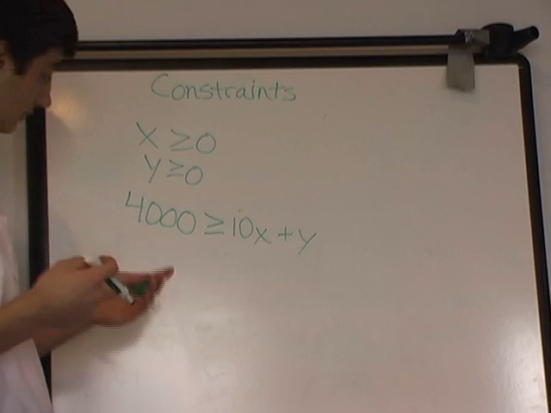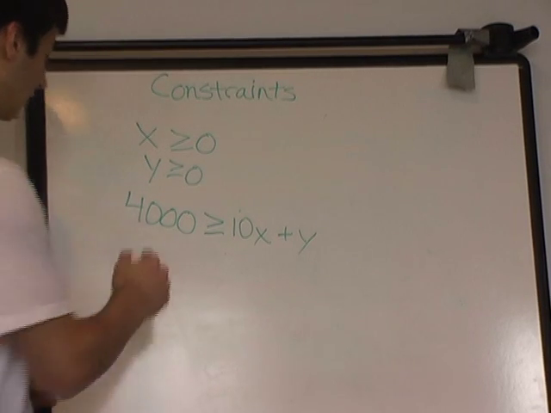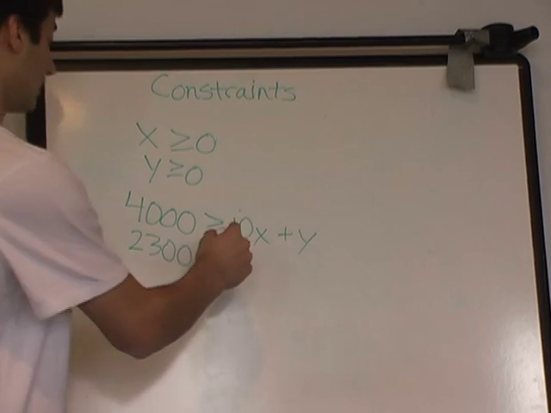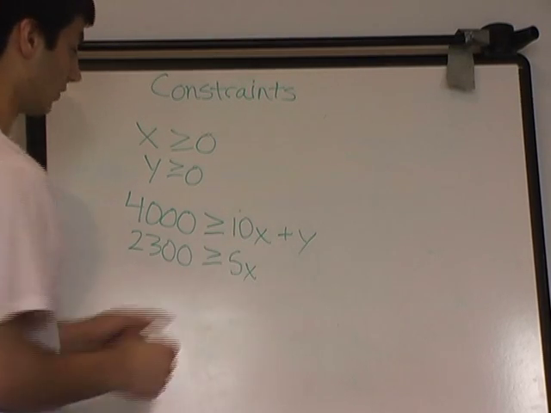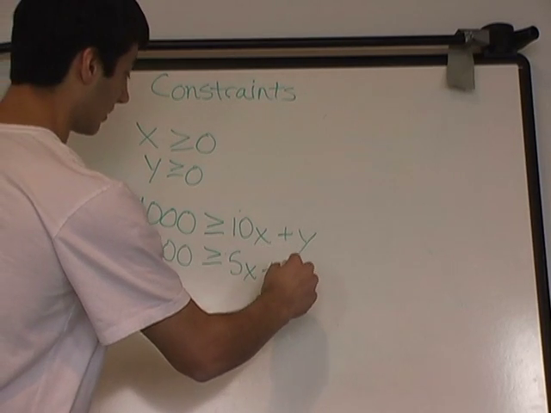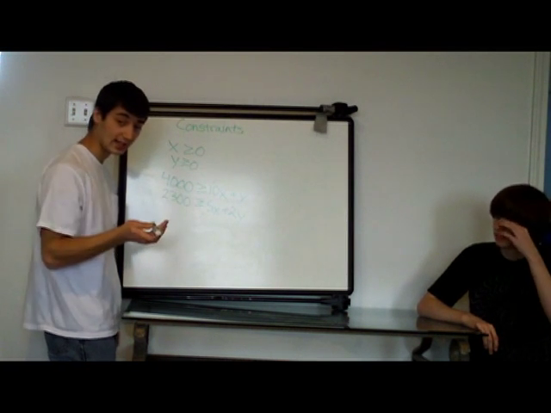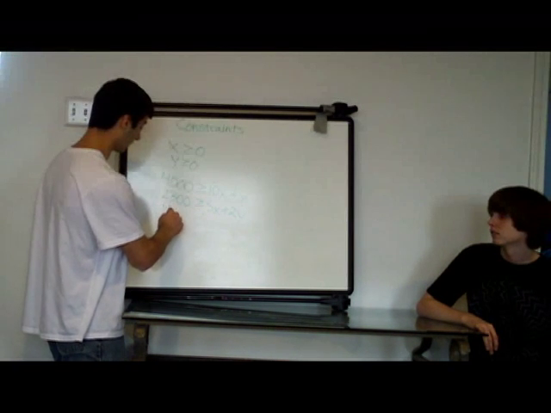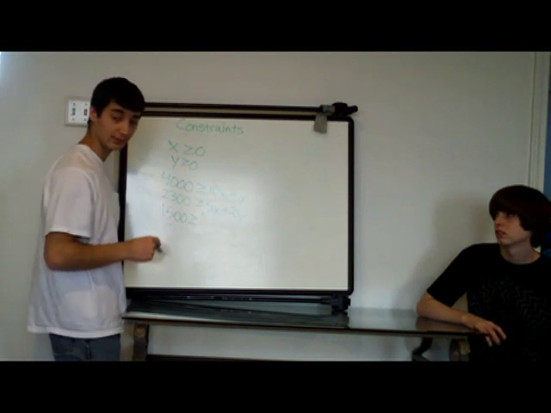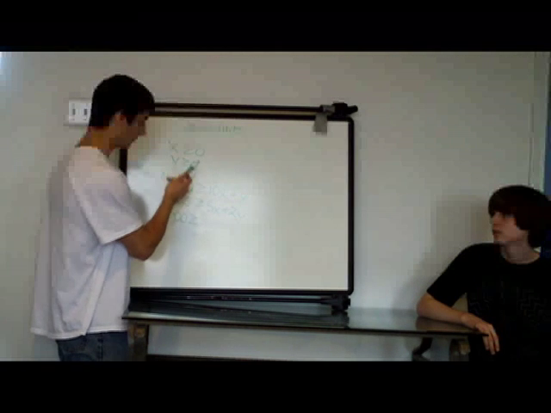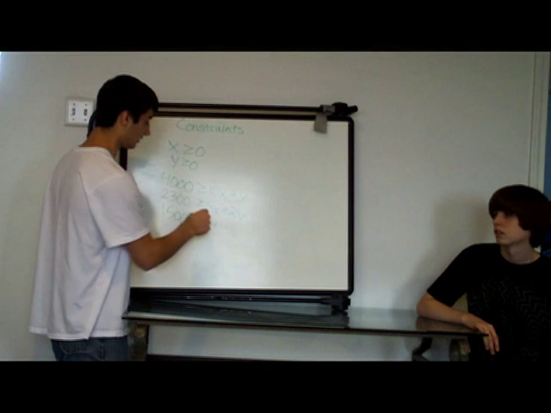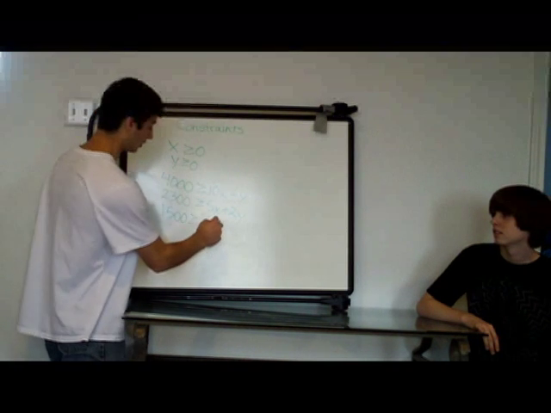The next constraint deals with technical labor, 2,300 hours, again greater than or equal to. Plant A takes 5 hours per bike, and Plant B takes 2 hours per bike. Our next constraint is machine time, which is 1,500, again being greater than or equal to the amount of labor we put in. For machine time, Plant A takes 1 hour, and Plant B takes 3 hours to make one bike.